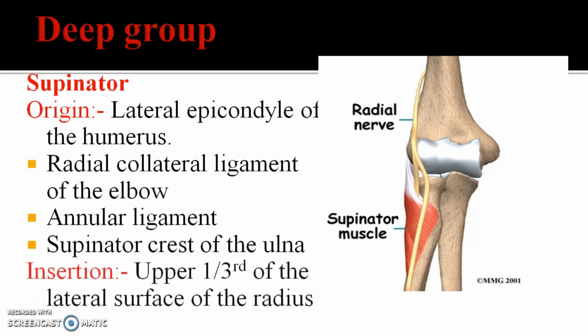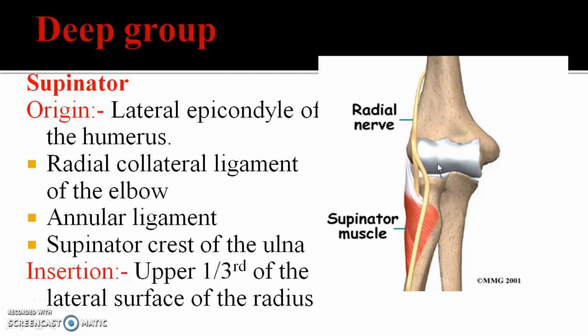So the origin we have 4 in number. From 4 areas this muscle is taking origin, that is from lateral epicondyle of humerus and another thing from radial collateral ligament and also from annular ligament along with supinator crest of ulna. This muscle is getting inserted in the upper 1/3 of the lateral surface of radius. Here you can make out.